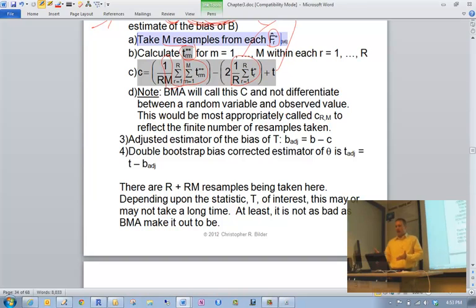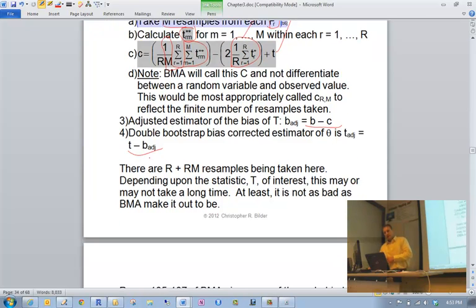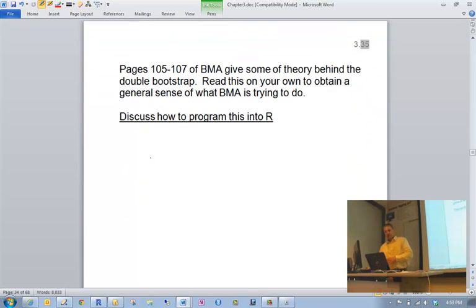So then the adjusted estimator of the bias of T would be B adjusts, little b minus little c. The double bootstrap bias corrected estimator of theta, called T adjusts, is T minus B adjusts. And again, here you can see that we are taking R resamples plus R times M more resamples at the second layer of the bootstrap. So a lot of resamples. Okay, so page 335.